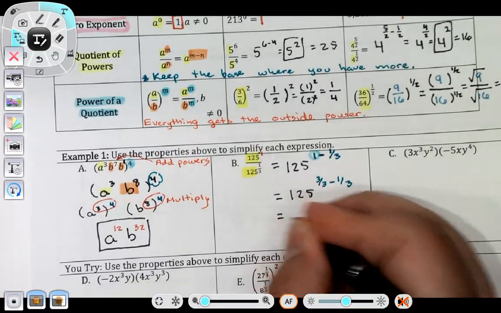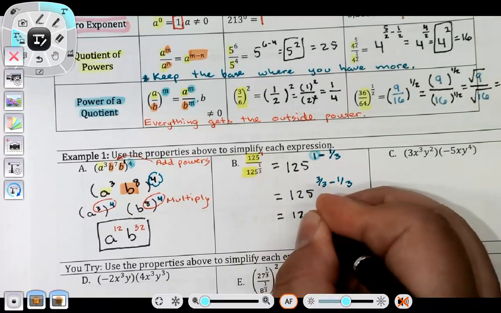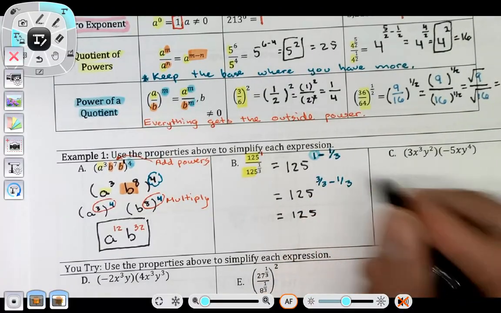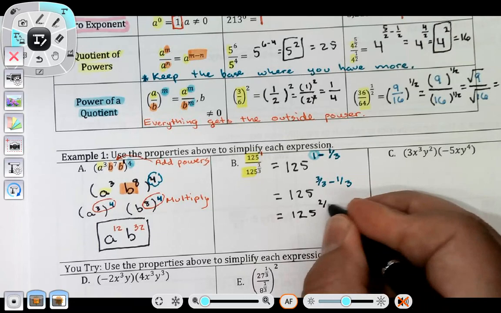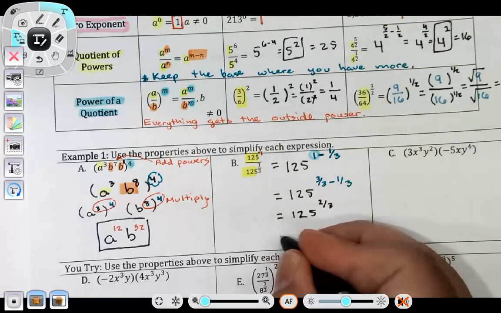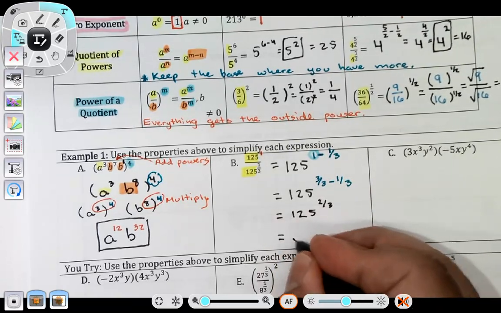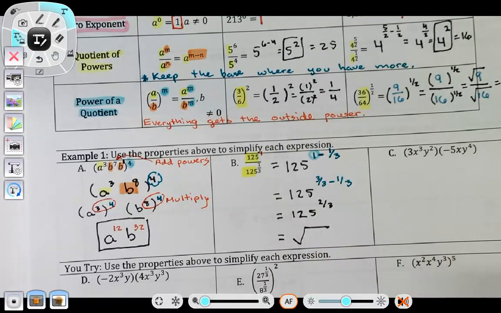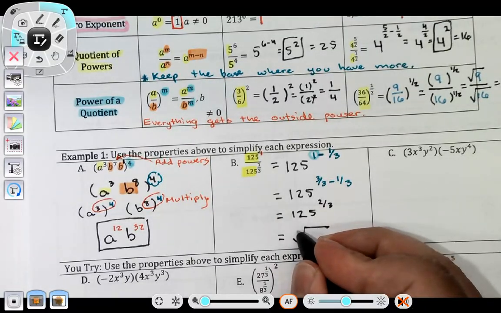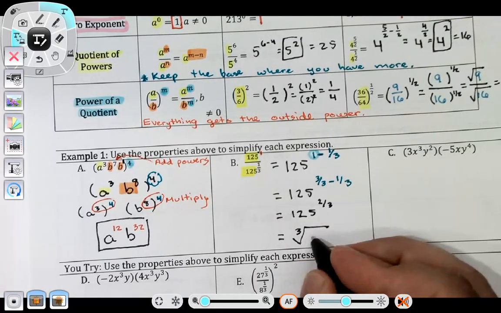Now I'm ready. This is 125. And what's 3 over 3 minus 1 over 3? 2/3, which means this thing is officially a radical, and not just any radical. What root? 3. That's my third root. What goes inside?